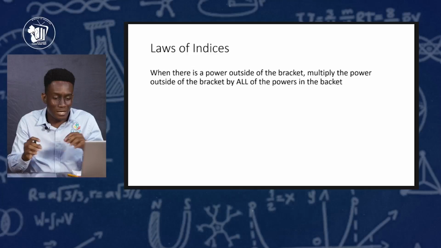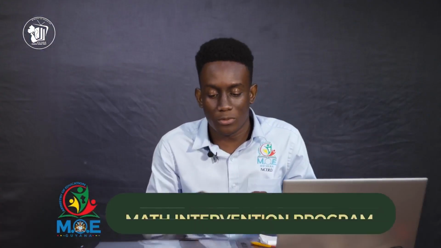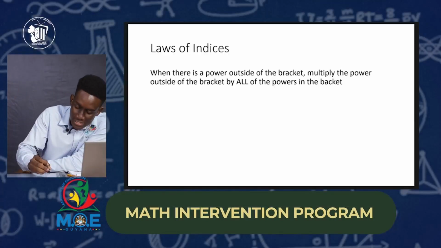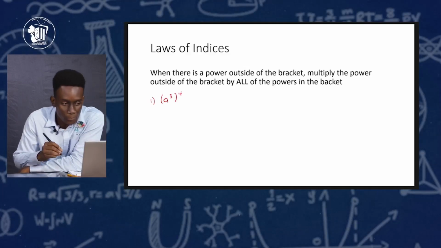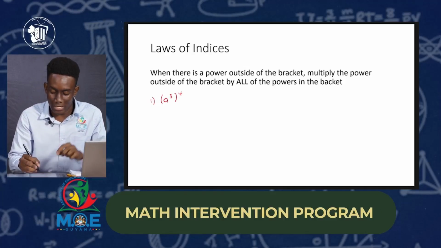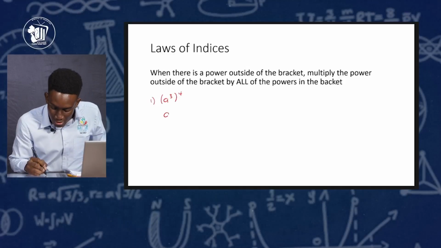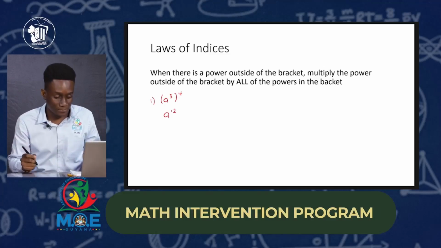So let's look at the next law. The next law says when there is a power outside of the bracket, multiply the power outside the bracket by all the powers in the bracket. So what this law is basically saying, let's say we have a raised to the third, all raised to the fourth power. This law is saying that this small number outside will multiply the powers inside the bracket. So this will be simplified to a to the 3 times 4, which would give us 12.